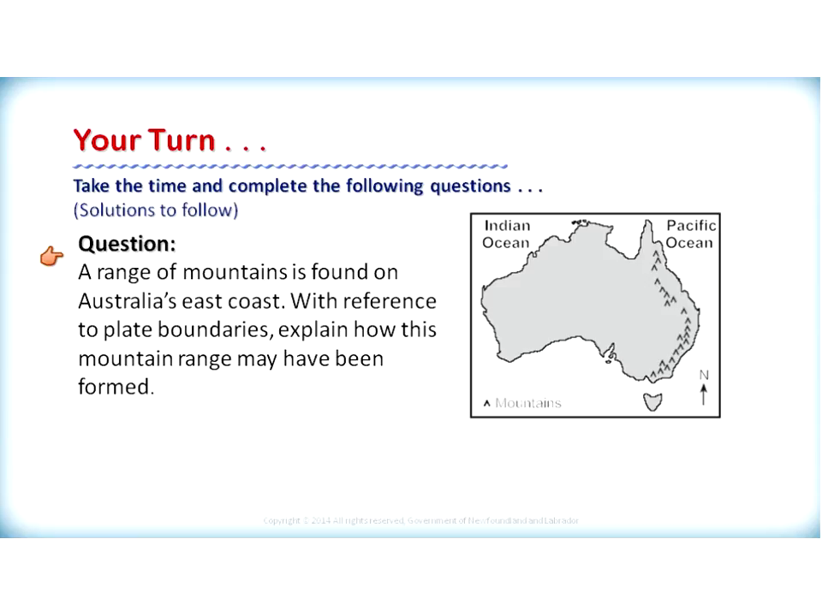So when you read the question carefully, it asks you to reference plate boundaries and explain how the mountain range may form. So when we look at the formation of mountains, we are looking at a collision boundary, a convergent plate boundary. So that must be included in your answer when you describe how a mountain chain or a mountain range would form.